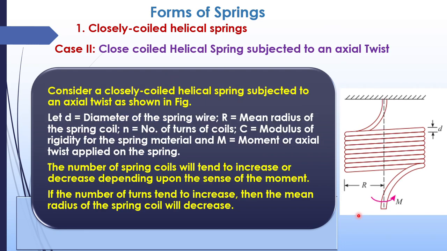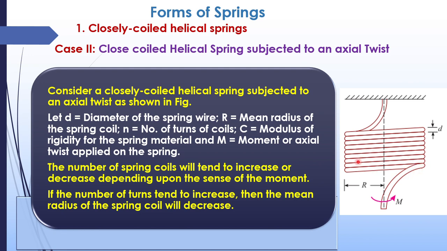The second case is a closed coiled helical spring subjected to axial twist. So we are applying a twist here instead of loading. The terms we have already discussed: D is the diameter, N is the number of coils, C is the modulus of rigidity, M is the moment or axial twist applied. Now what will happen if we are applying a twist here? When we are tightening it by the application of a twist, what will happen?